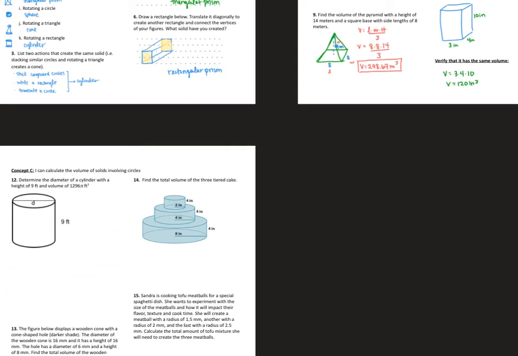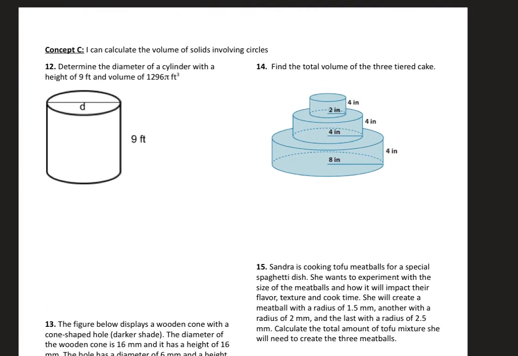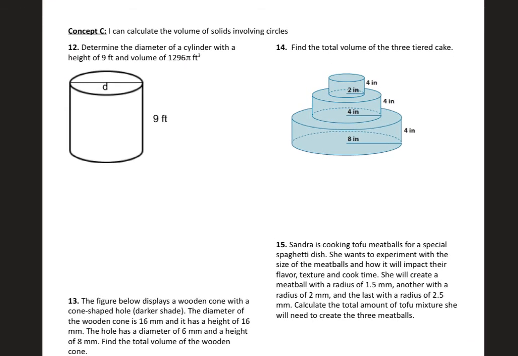All right, now let's look at the final concept, which is I can calculate the volume of solids involving circles. So these are all the shapes involving circles. So number 12 says determine the diameter of a cylinder with a height of 9 feet and a volume of 1,296 pi feet cubed. So this is a working backwards problem. The reason I know that is because we're starting with the volume. The way we find the volume of a cylinder is pi r squared times the height. So in this problem we're given the volume, so we're going to plug that in for the volume, and we are given the height, so we're going to plug that in for the height.